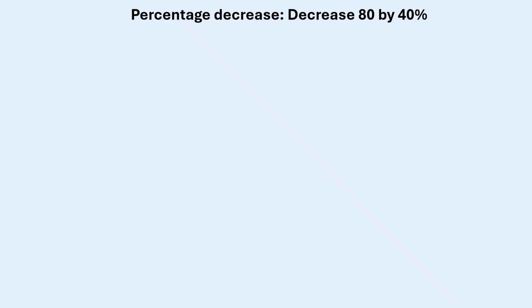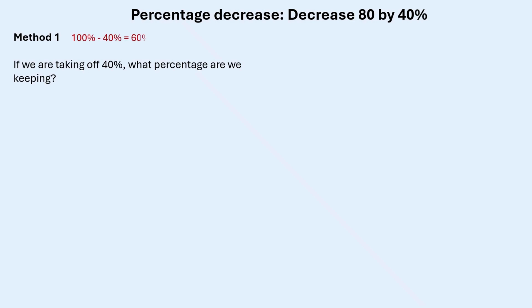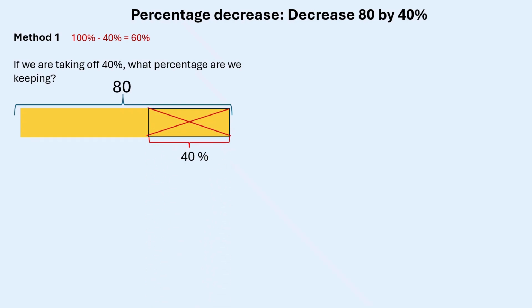So now I'm going to give another example of that percentage decrease and compare it with a different method. So we'll use the question decrease 80 by 40%. So our first method is, if we are taking off 40%, what percentage are we keeping? So if I start with 100% and I take away 40%, I'm going to be left with 60%. So my first method is to work out 60% of 80, because that's what I'm keeping.